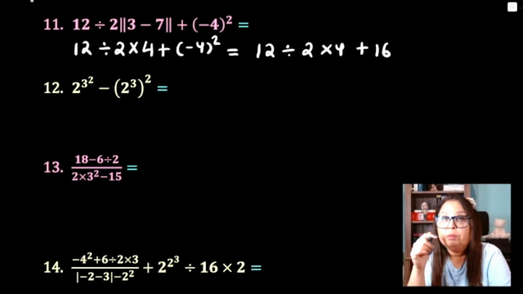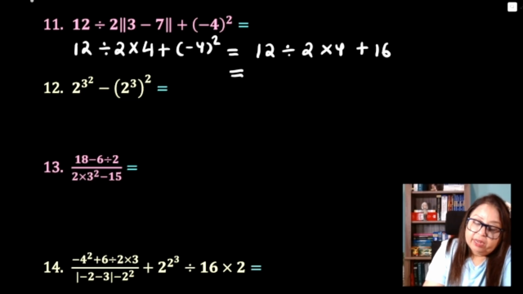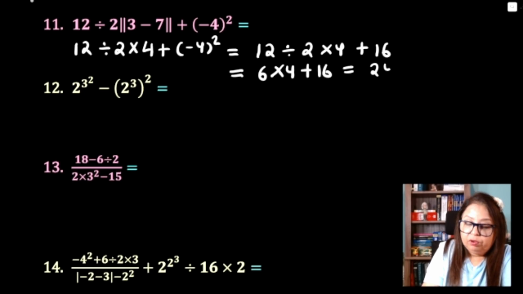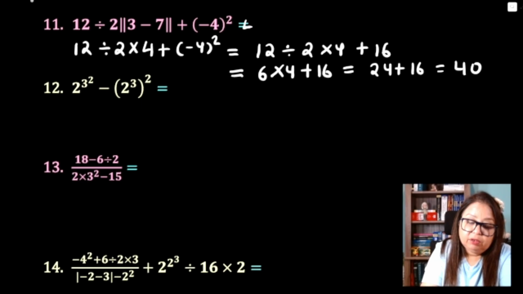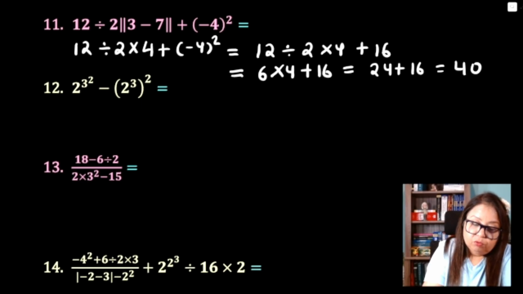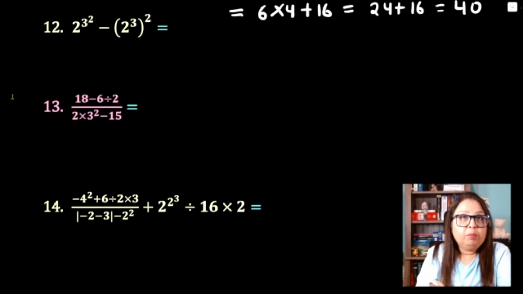Now we have addition, multiplication, and division. Multiplication and division must be done before addition is done. So what do we get? 12 divided by 2 is 6. 6 times 4 plus 16. 6 times 4 is 24. 24 plus 16, that gives us 40. So the answer for number 11 is equal to 40. Problem number 12. In problem number 12, we have a parentheses.